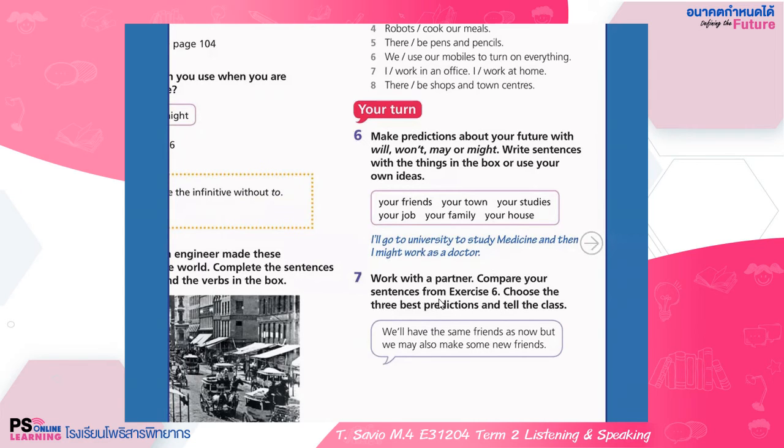Work with a partner. Compare your sentences from exercise 6. Choose 3 best predictions and tell the class. Example: we'll have the same friends as now, but we may also make some new friends. Okay, so these are predictions.